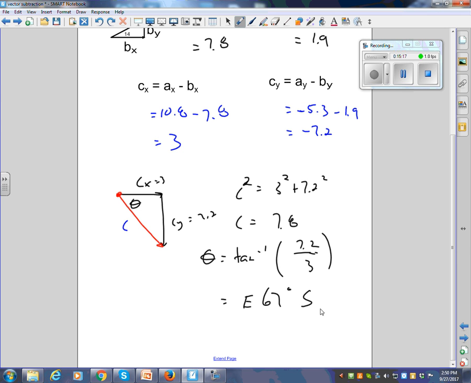Is it always going to be tan? Because it's always going to be opposite over adjacent. And why is it tan? Because it's opposite over adjacent. And why is it second function? Because you're finding the angle.